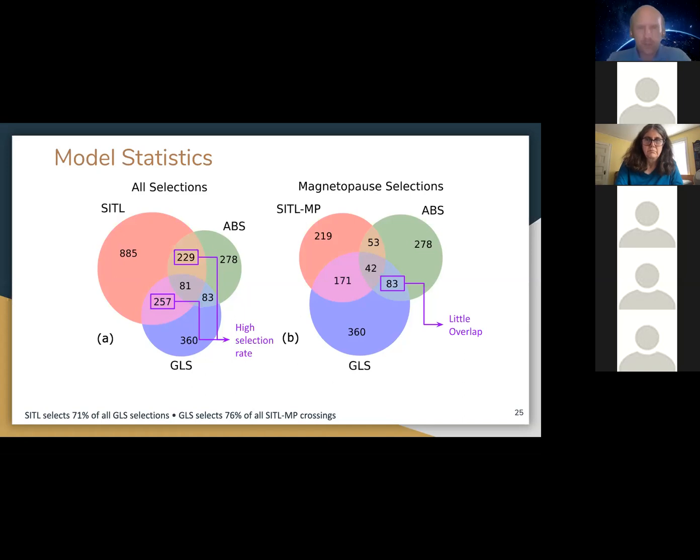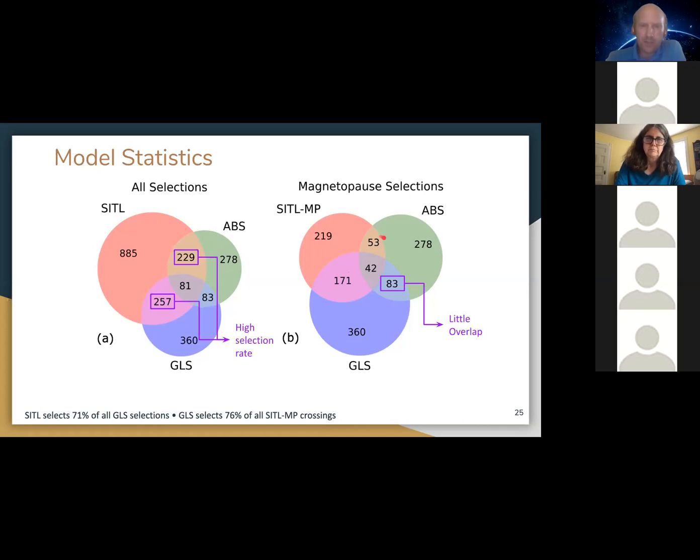If we go and look at only the magnetopause crossings, we see that the GLS is selecting a very large number of the time intervals that are indicated as magnetopause crossings by the CITL. So it's doing a very good job of identifying magnetopause crossings. However, the ABS is not doing as good a job at identifying magnetopause crossings.